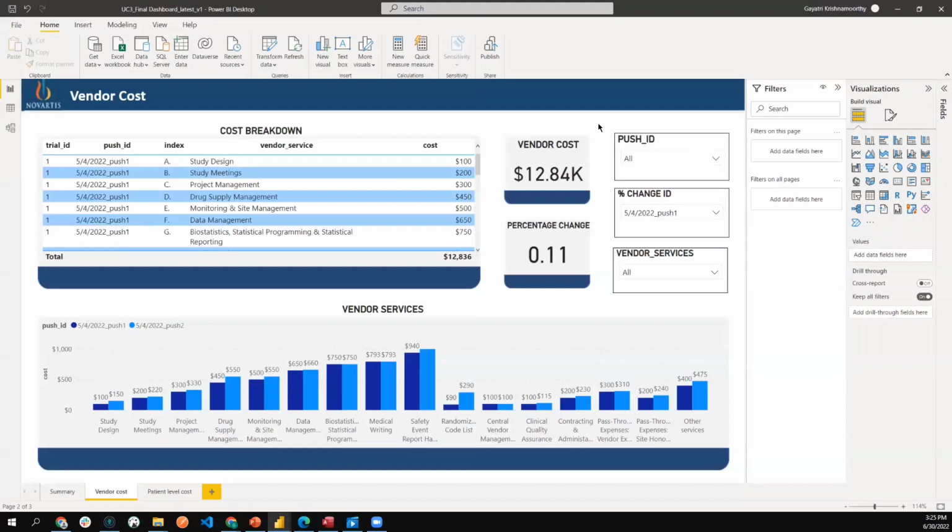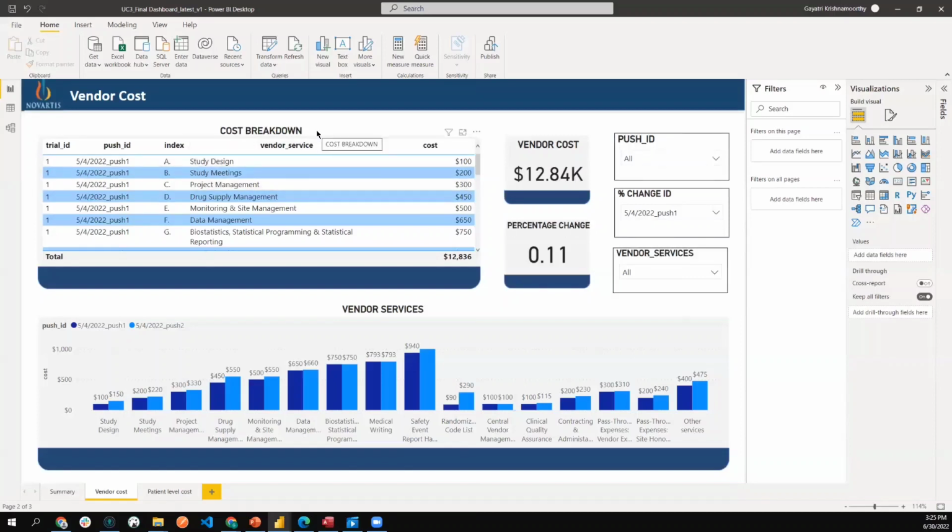So in this page, we have three filters. Push ID. So the different quotations submitted by vendors are represented by a unique push ID. Then we have percentage change ID. So this is to compare the percentage change between the quotation of different vendors, that is different pushes. And then we have vendor services. So this is to compare the percentage change between any of these sub-services.